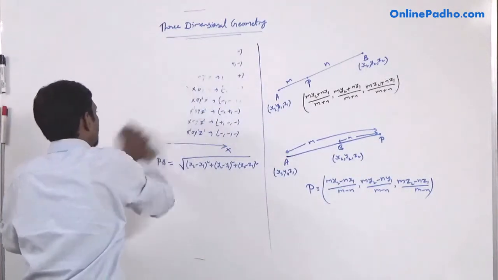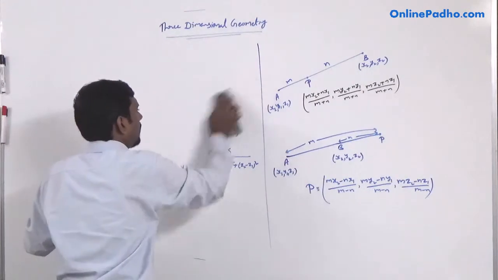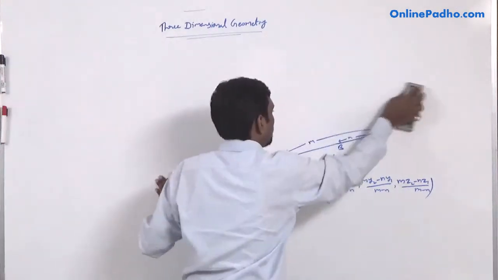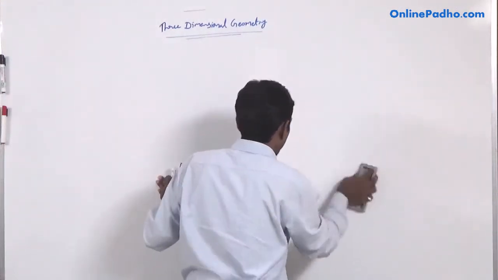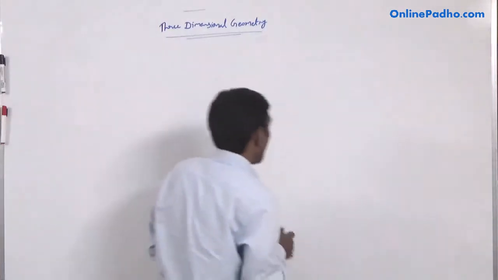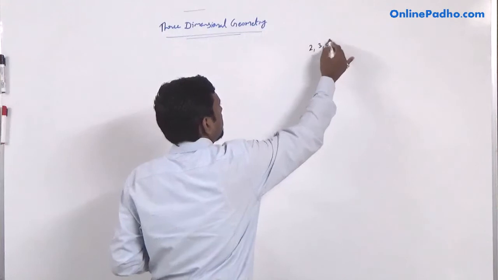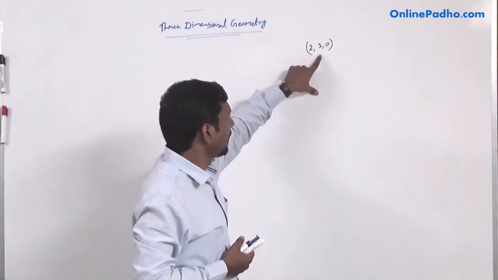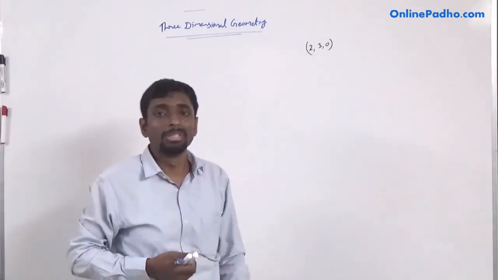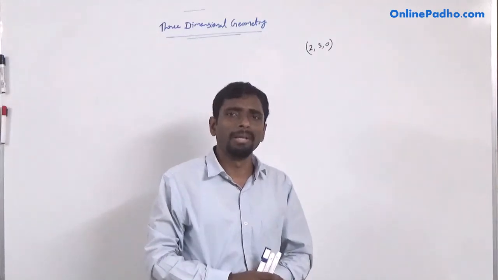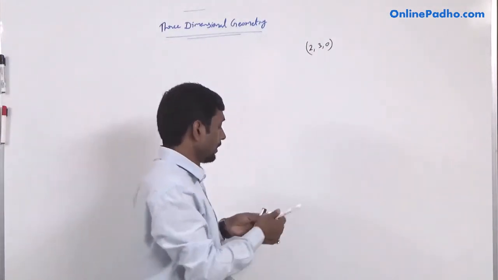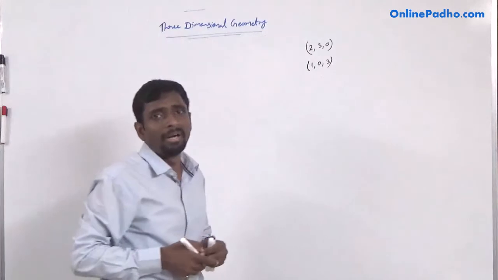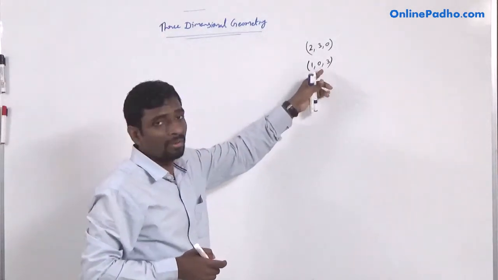Now let's see some very important questions based on the distance formula and section formula. And the very important thing, if you have a point with coordinates, let's see if we have a point (2, 3, 0), where is this point located? This point is located on the xy plane because the z coordinate is 0. So this point exactly lies on the xy plane, right? If we have a point like (1, 0, 3), where is it located? This point is located on the xz plane because the y coordinate is 0.